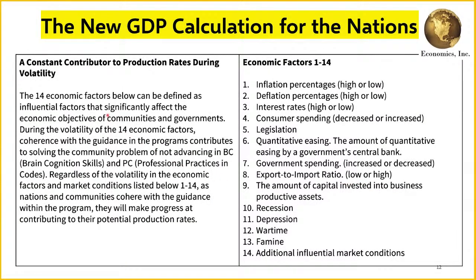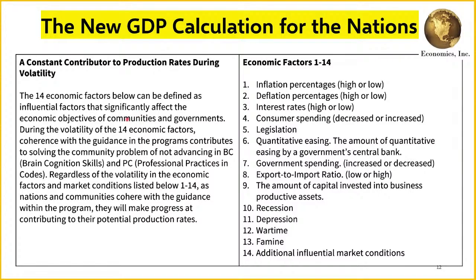What about the other factors? There's a lot of other factors that go on in GDP and calculating that. Well, we make sure that we do calculate those. Let's talk about inflation, high or low. Deflation, high or low. Interest rates. These all affect GDP. Consumer spending, if it's decreased or increased. So these are, I didn't even go through all 14, but as you can see, these are some major significant factors in GDP, and it's going to change, right? Yeah. Market volatility.